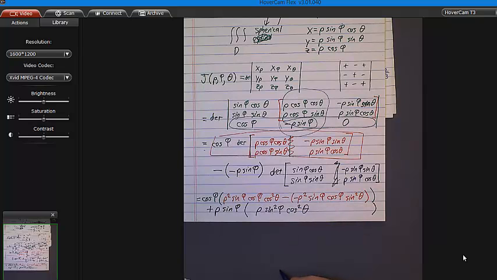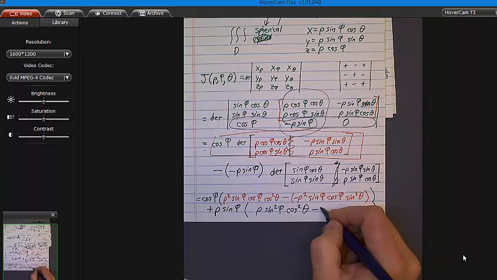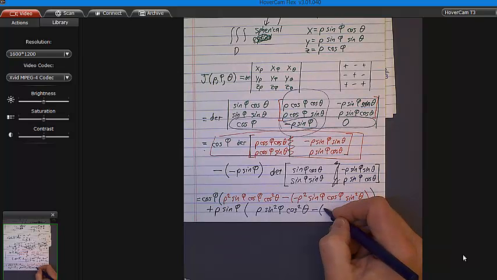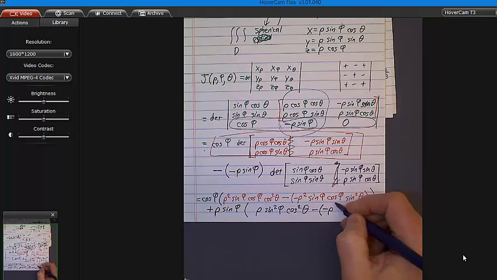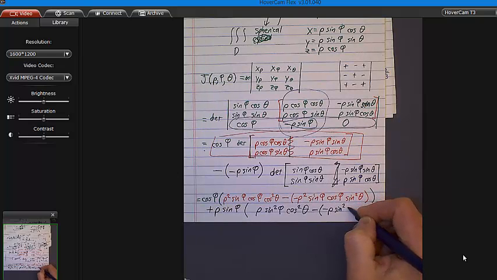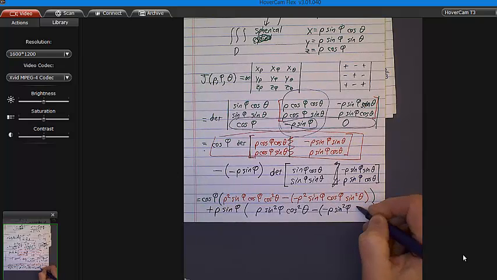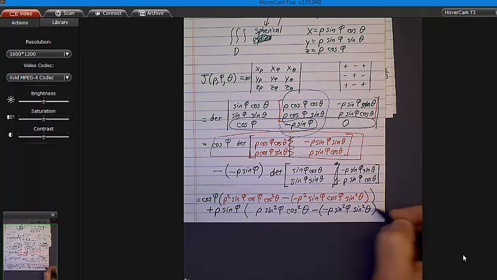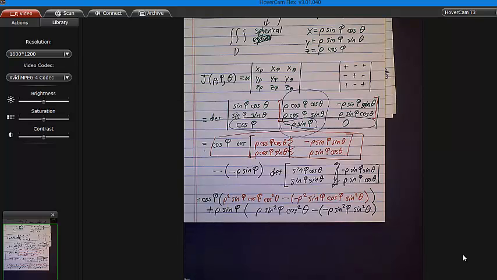This one's a little nicer, this matrix. And then what do you get? Minus negative rho sine squared phi sine squared theta. Okay?